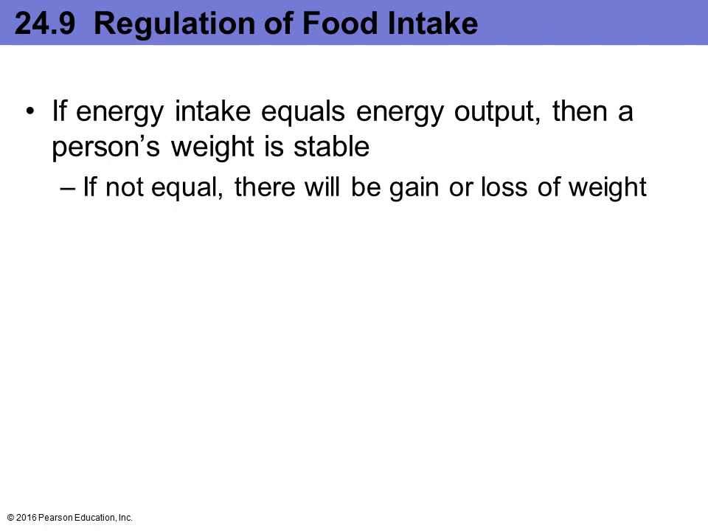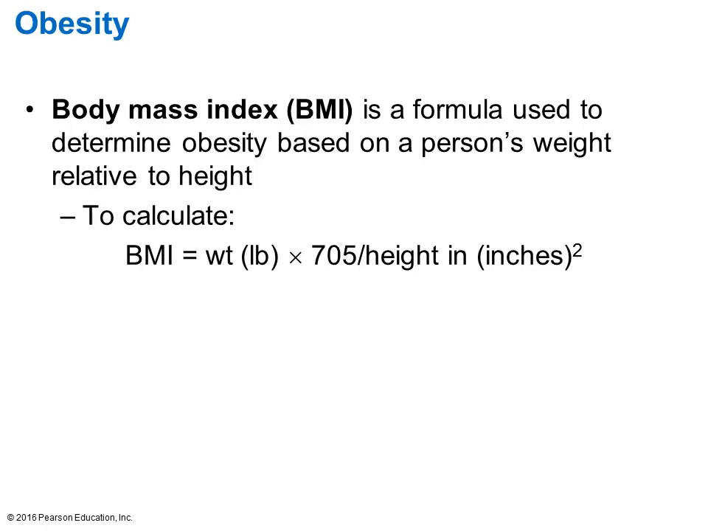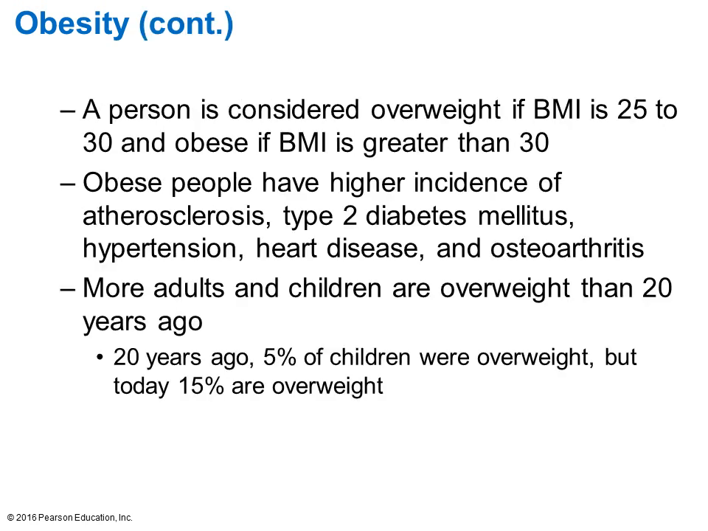Now, in terms of food intake, hopefully the amount of energy intake is equal to energy output and your weight remains stable. If it's not, then you're either going to gain or lose weight. Body mass index is a formula that they use to try to determine if a person is considered overweight or obese as compared to their weight versus their height. So it's not just looking at the weight, it compares to height. So if a person's BMI is 25 to 30, they're considered overweight. If it's greater than 30, then they're considered obese.